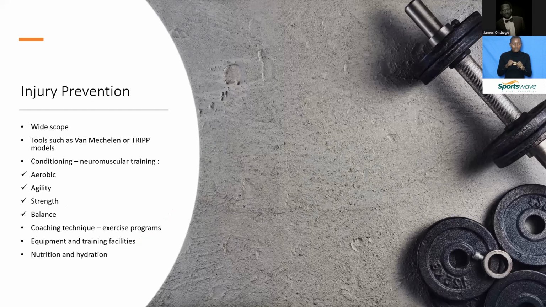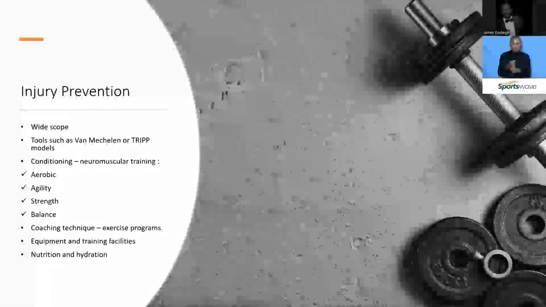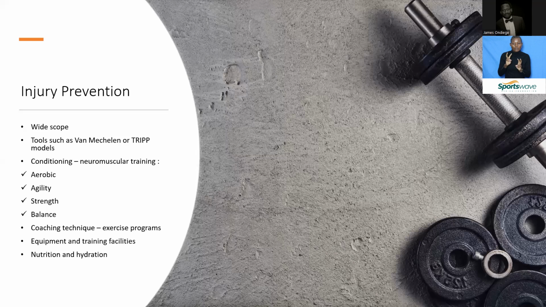In terms of injury prevention, there's a wide scope. It's a whole discussion on its own, but just to touch on it, we have tools such as the Van Mechelen TRIPP models. What these models describe is a stepwise model which goes through establishing the extent of the injury problem. You do this by looking at the incidence and the severity of the injury. So you're looking at how many of your athletes have these injuries, and how severe these injuries are.